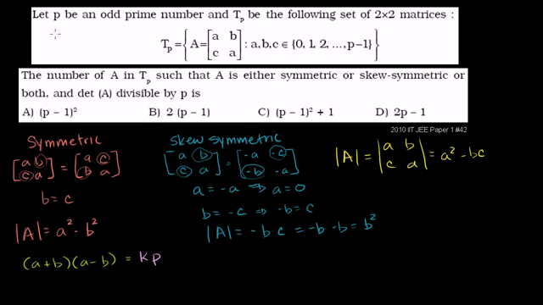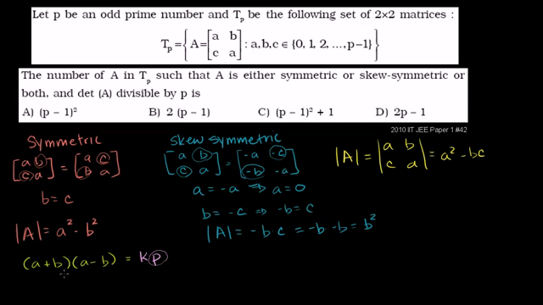And remember, P was an odd prime number, and it's an odd prime number larger than any of the possible A's or B's. The A's and B's can only go up to P minus 1. They start at 0, and they can only go up to P minus 1. So P is larger than any of these numbers.